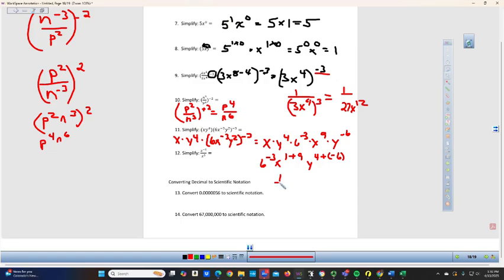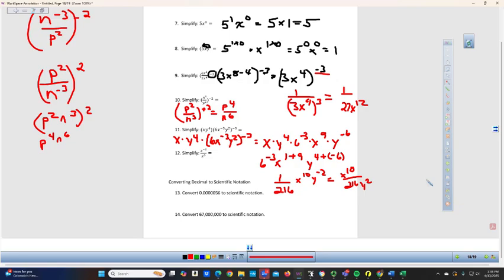Right? So then I get 1 over 216 x to the 10th y to the -2nd, which gives me a final solution of x to the 10th. Why did I write x to the 2nd? I'm saying x to the 10th, x to the 10th over 216 y squared.